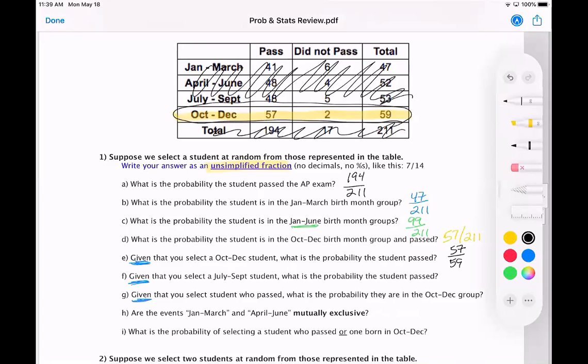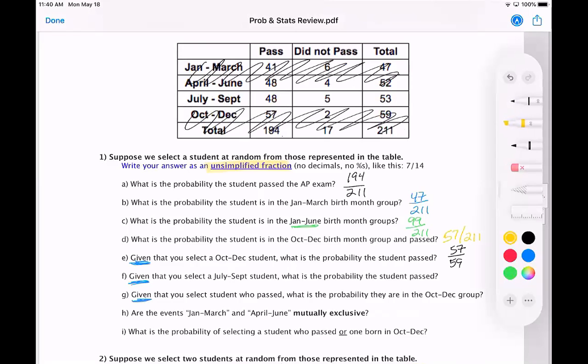And then the next question, given that you select a July-September student, we're going to ignore everybody who's not July to September. So we're only looking at these people. What is the probability the student passed? For July to September, there are 53 of them. How many of those 53 passed? There's 48 out of 53.